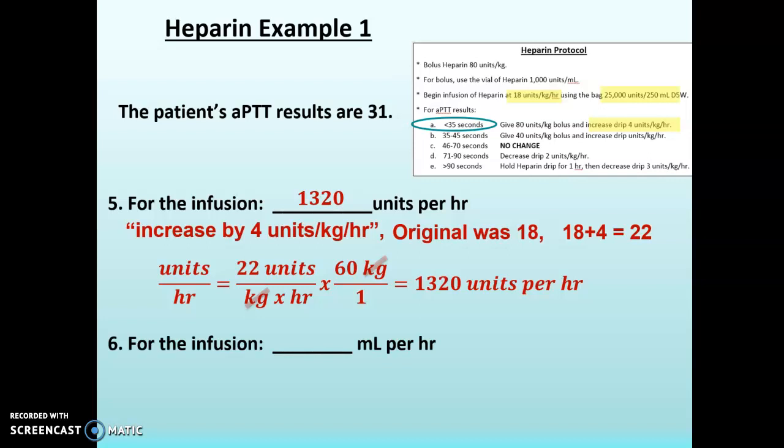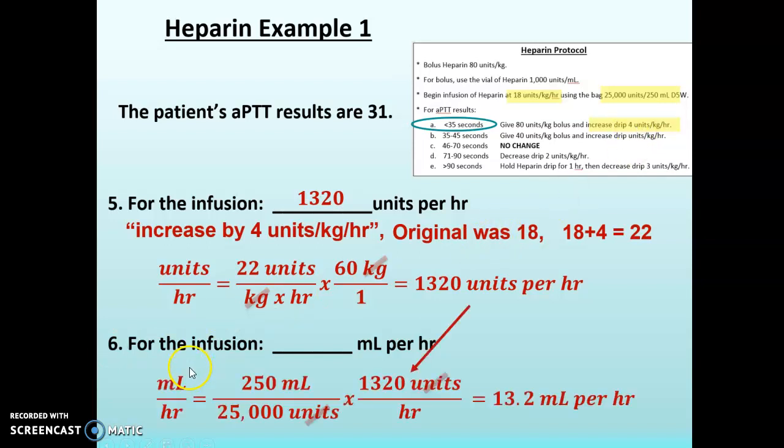And number 6 wants to know for the infusion, what is your milliliter per hour? So this is going to be where we change it on the pump, okay? But do not go and just tack it up 4 places, okay? That's not going to work. So we go back to milliliter per hour, and up here on our 3rd line, for the infusion, it did tell us to use 250 milliliters as 25,000 units. We pull in our previous units per hour from number 5, and we get 13.2 milliliter per hour, okay?